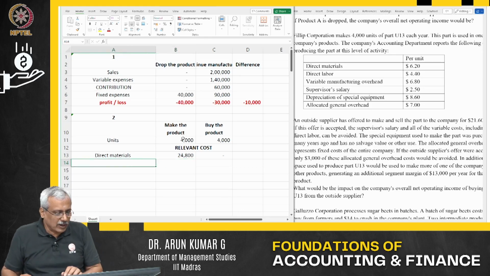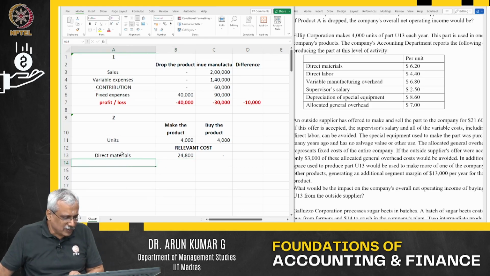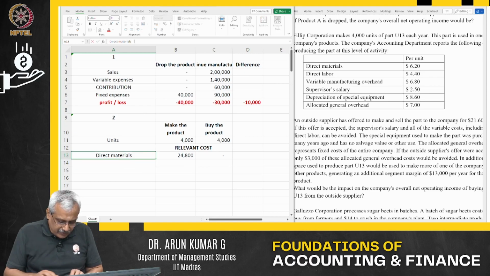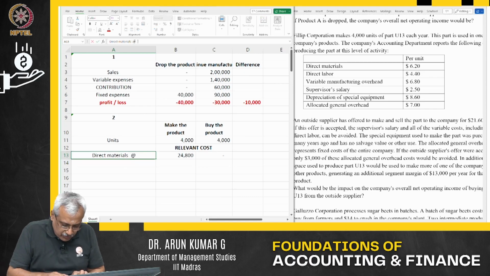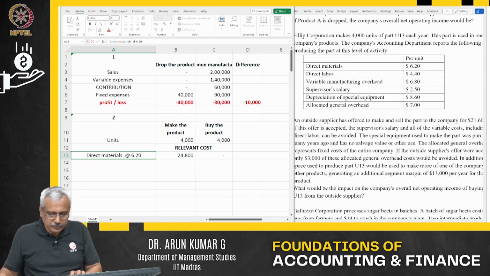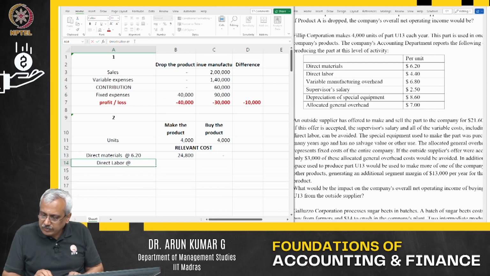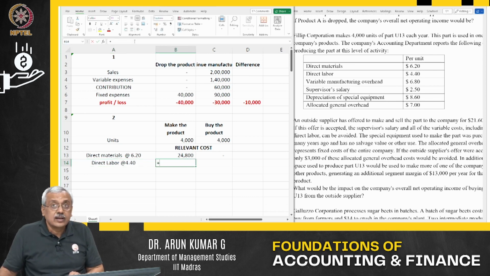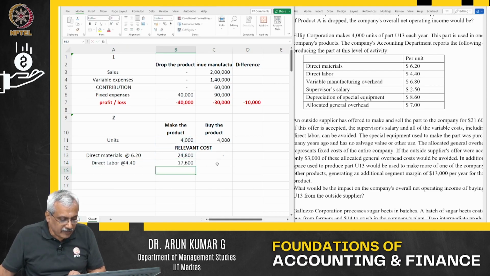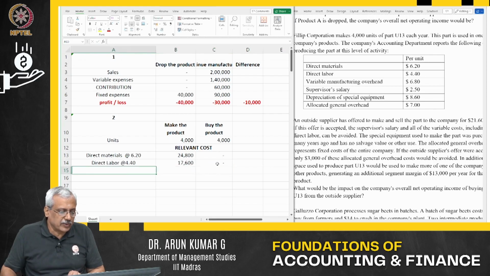Next, I go into what is called direct labor. I'll make this at 6.20. Okay. Next, I will say direct labor at 4.40 out there. Now, what is the labor cost? 4.40 into 4,000. This is the labor cost. If you manufacture, it is this; if you buy the product, it is 0.